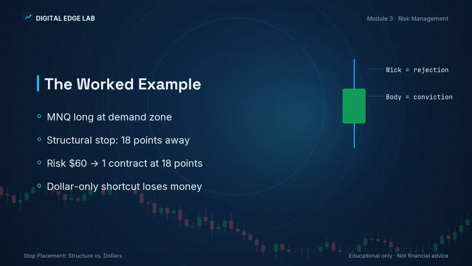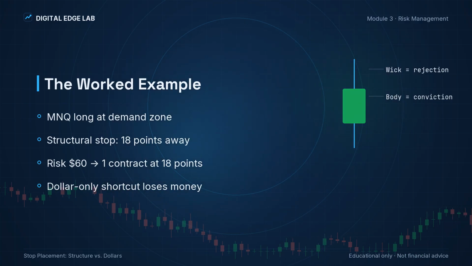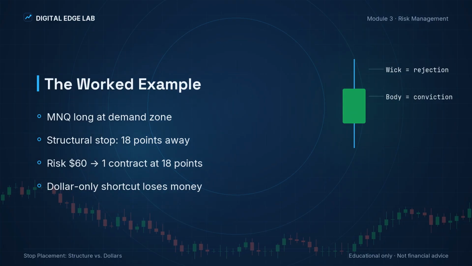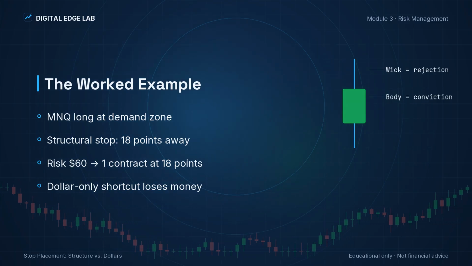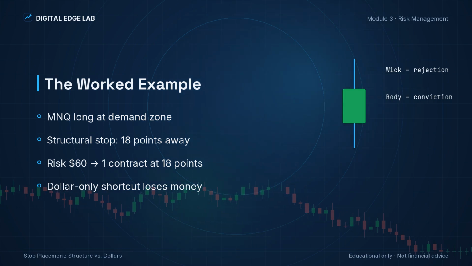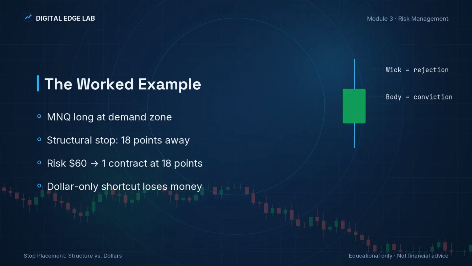They want to risk $60. So they place a stop 15 points away just because that happens to fit their number nicely with two contracts. But that stop sits inside the zone where normal price action, a retest, a wick, a liquidity sweep, can shake them out before the trade thesis is actually disproven. The first trader gets stopped out on real invalidation. The second trader gets stopped out on noise.